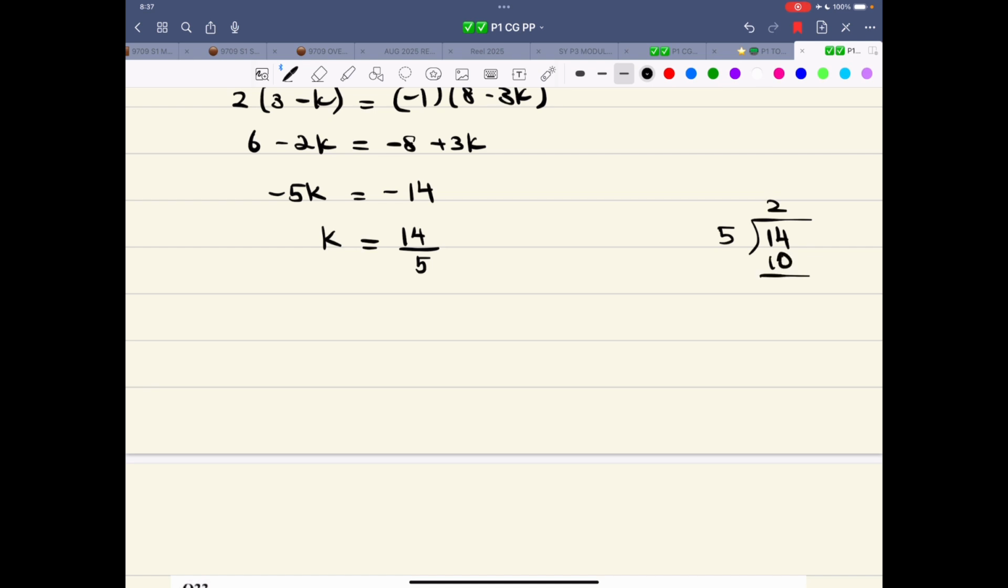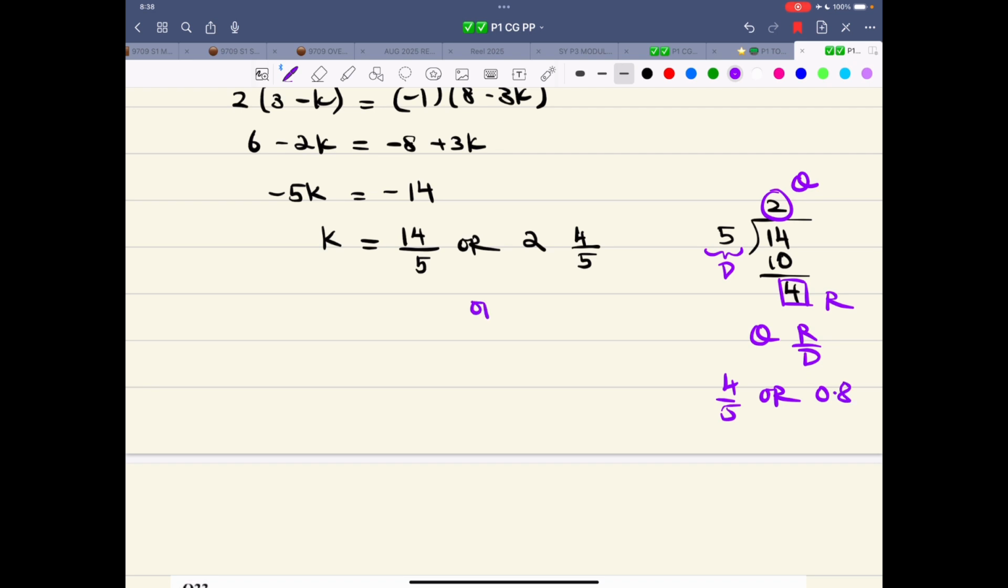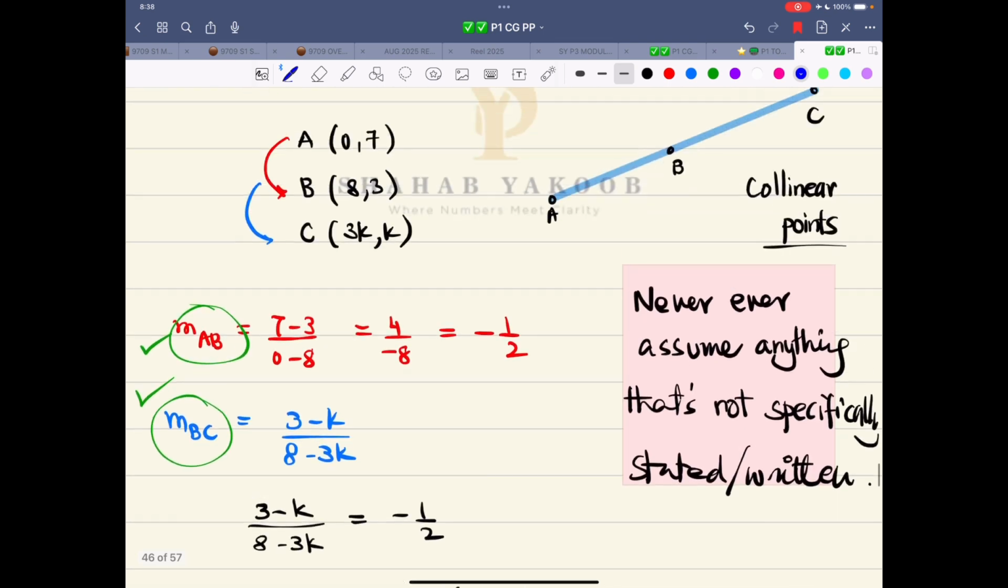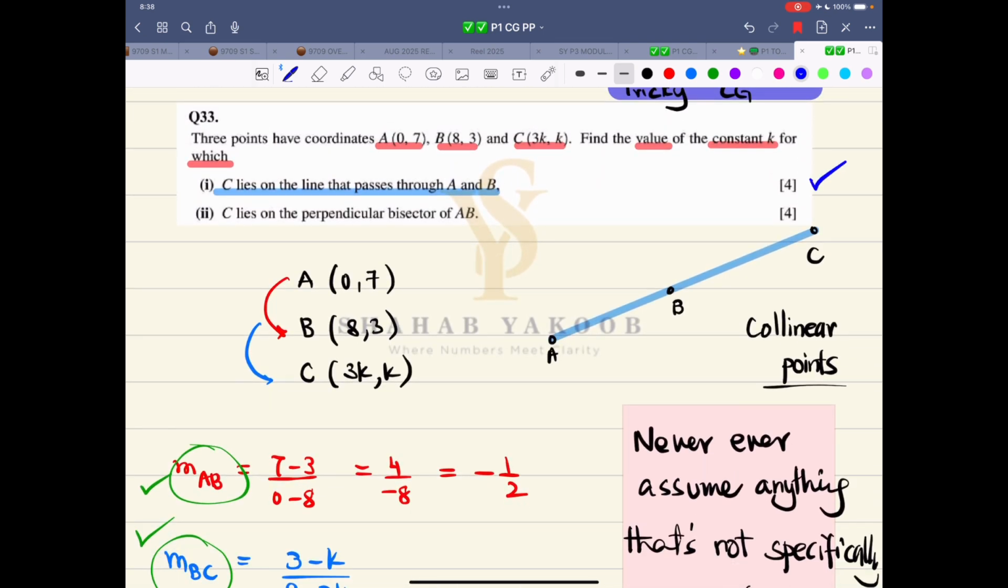5 2s are 10. The remainder is 4. So this can also be written as 2, that's the quotient, and this is 4 over 5. So this is quotient, this is remainder, this is divisor. And we know that 4 over 5 is an exact decimal, that is 0.8. Therefore, I can write this as 2.8 also. So now this one is 100% correct. This is also correct. This is also correct. All of these are the correct formats. So the first part is done for 4 marks.